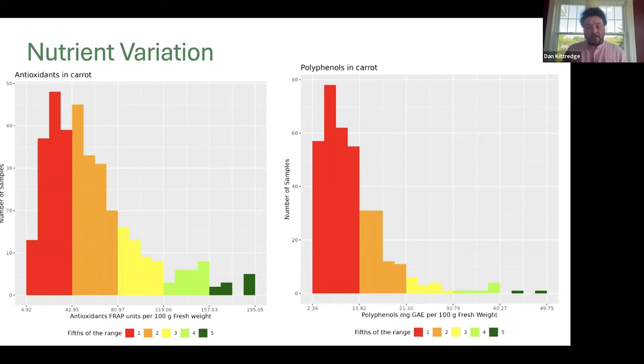So this is the nature of the supply chain that we found. Variation is quite dramatic. And the vast majority of the supply chain is at the bottom end. So high levels of nutrients are possible, but the vast majority of the foods that are available to us have relatively low levels. This is effectively what we can conclude from these graphs and many others.